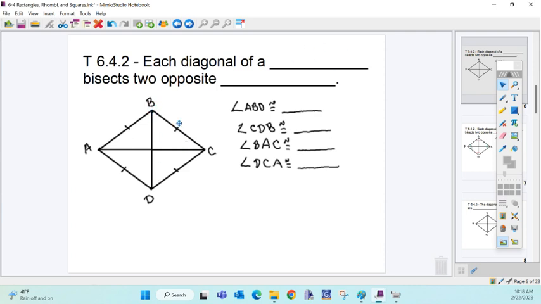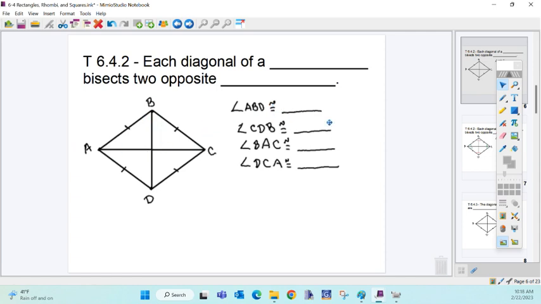rhombus, the first word here, will actually bisect the 2 opposite angles. That doesn't happen in all parallelograms. And it doesn't happen in a rectangle, but in a rhombus, it does bisect. So it cuts the 2 angles, the 2 corners, into 2 equal pieces. Okay, this one and this one are congruent. This one and this one are congruent.